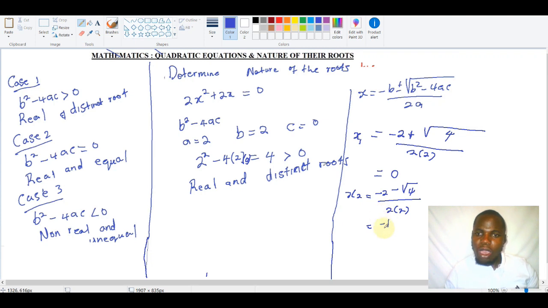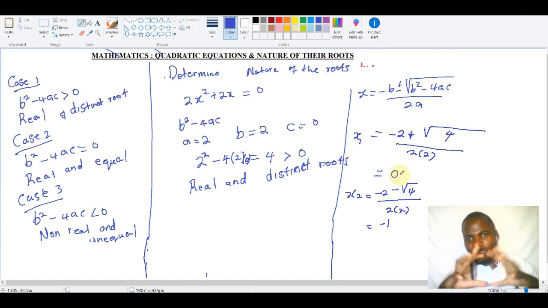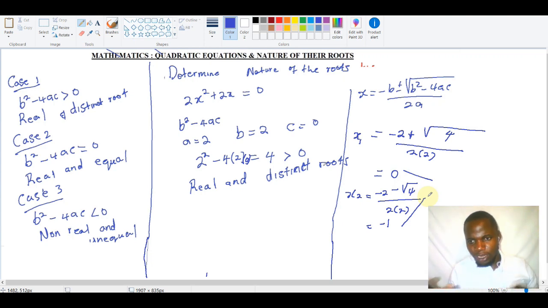If we look, minus 1 and 0, those roots are real numbers because they are on our number line. Our number line has negative and positive numbers, so those numbers are real. They are real and different. They are different because you have negative 1 and 0. So those two roots are distinct. That's it for the first question, to find the roots.